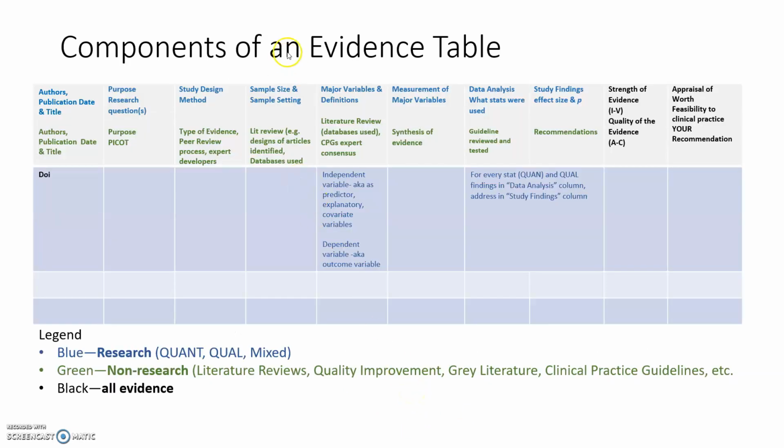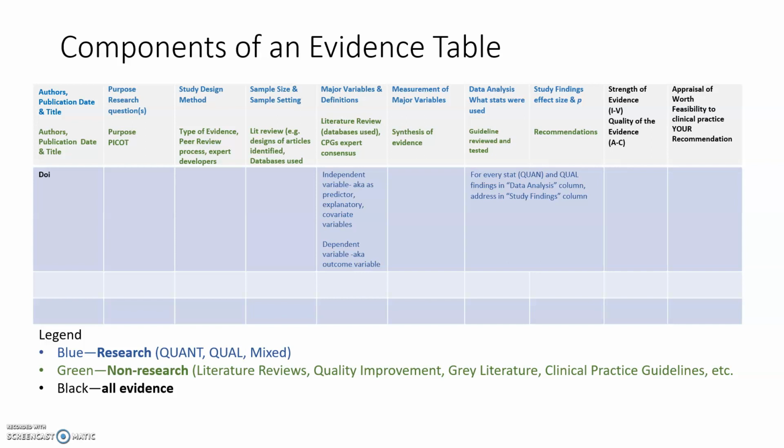Okay, these are components of a fairly standard evidence table. And in this one that we are presenting, the blue font refers to research, the green non-research, and the black is all evidence. And along here are little prompts as to what to put in. The caveat about a research table is, of course, you want to use one table for all your studies, because this allows you to compare and contrast that data.